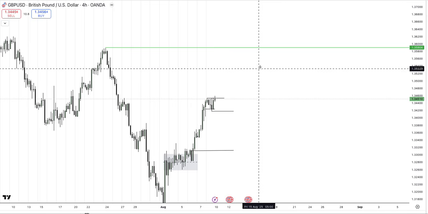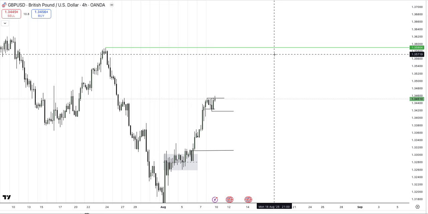So will the next draw on liquidity be on the buy side liquidity, or will it be on the sell side liquidity? That is left for us to find out on Monday.